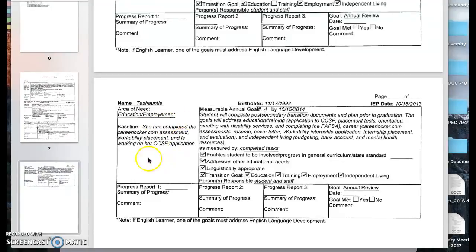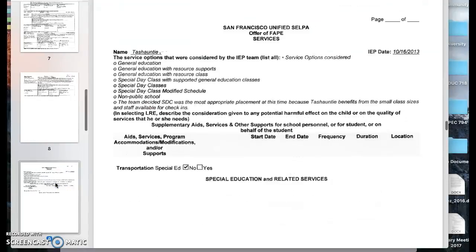And she has a post-secondary transition goal. So although she's completed all these assessments, she needs to complete her application to City College and placement tests and everything, and work on a workability internship and learn about budgeting and bank accounts. So it's a goal to try and help her just get to the next stage of her life.